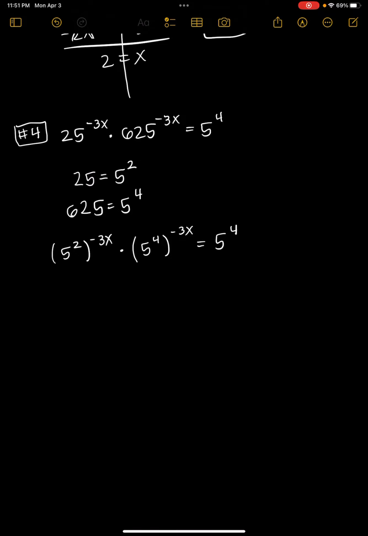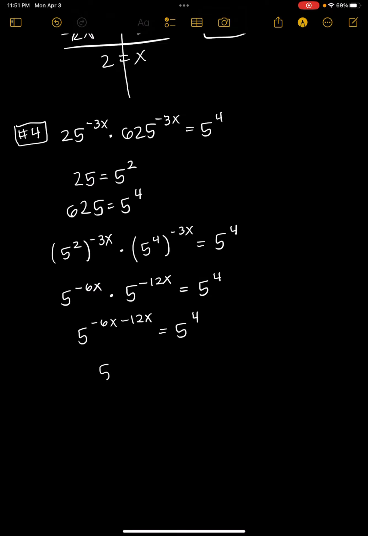So when I simplify that, I'm going to end up with 5 to the power of negative 6x, because 2 times negative 3x gives me negative 6x, times 5 to the power of negative 12x, because 4 times negative 3x gives me negative 12x, is equal to 5 to the power of 4. Because now they're all 5s, I can combine those terms using the product rule on the left side by adding the exponents. So it's going to be 5 to the power of negative 6x minus 12x. It would be plus negative 12x, but we can just write minus 12x equals 5 to the 4th.